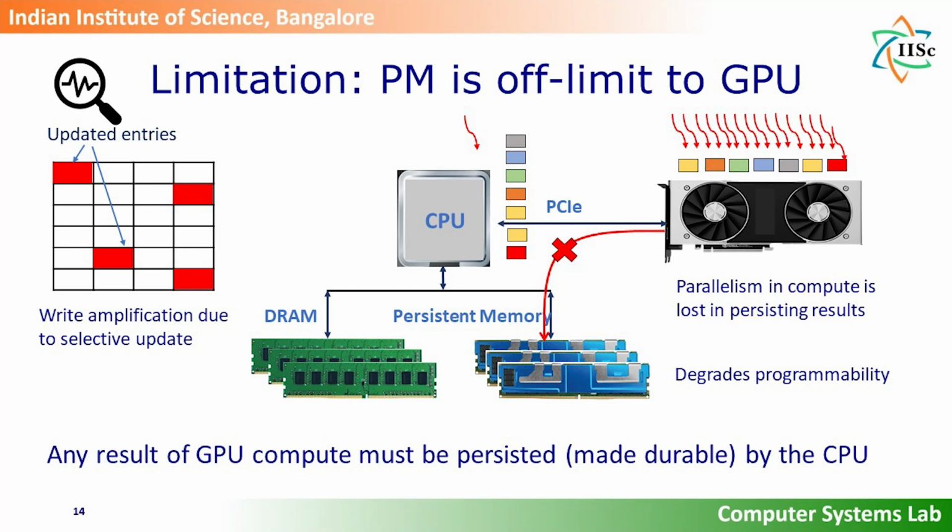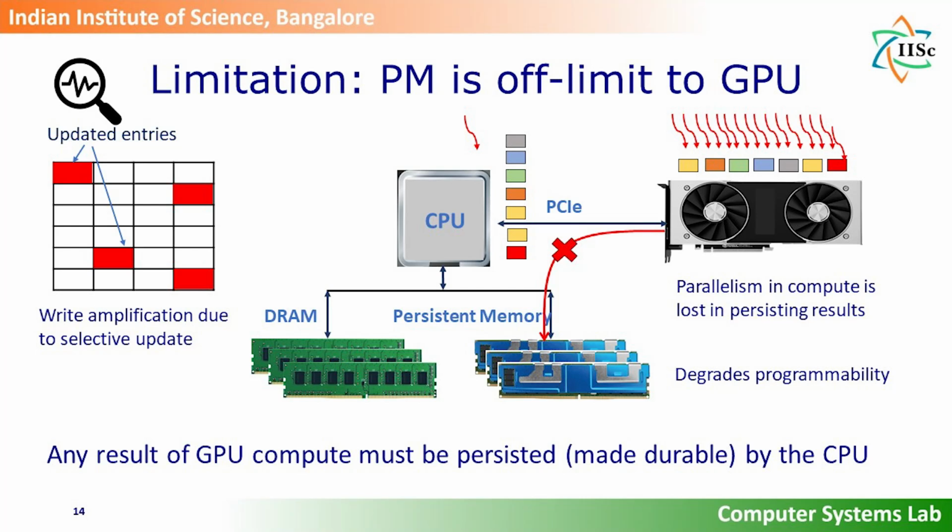For example, if you want to compute on the GPU, you would compute in parallel. That is what the GPU is good at, as we talked about. But if you rely on the CPU to persist the result of that computation on the persistent memory, then the benefit of parallelism is lost, because you would rely on the CPU to persist the results of the computation that you did in parallel. And CPUs are not great with parallelism, not at the scale of the GPUs.